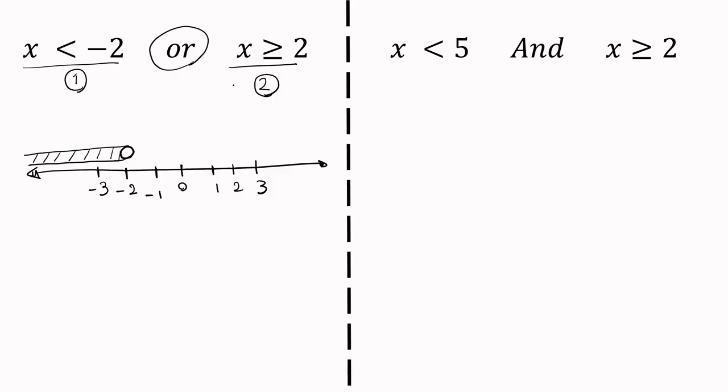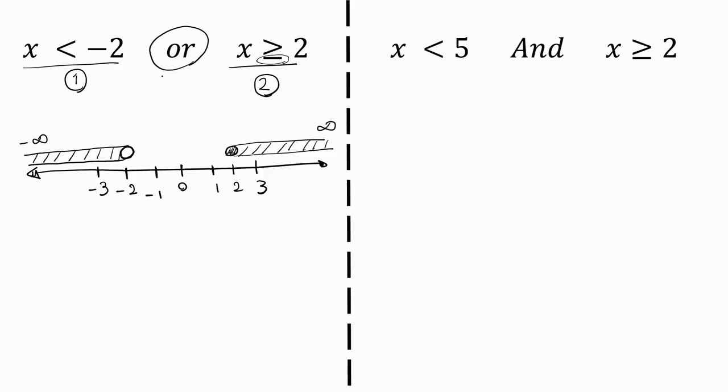And what about the second one? x is greater than or equal to 2 because of this sign. So let's show it. Because I have an equal sign, I must fill this circle. And because it is greater than, I must move toward the right. Really simple. If I move all the way to the negative direction or to the left side, it would be -infinity. And if I move all the way to the right side, it would be +infinity.